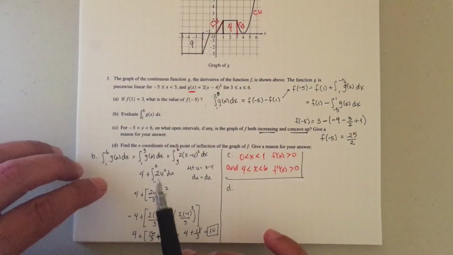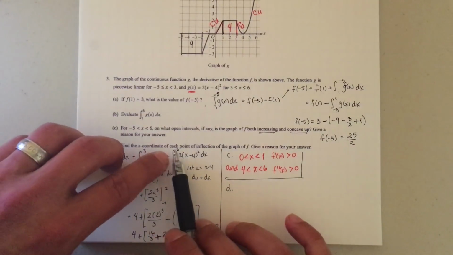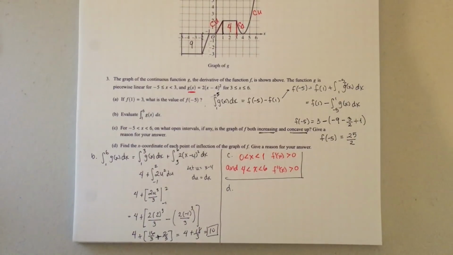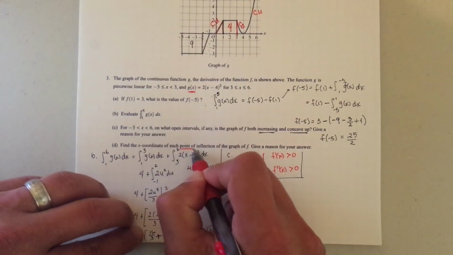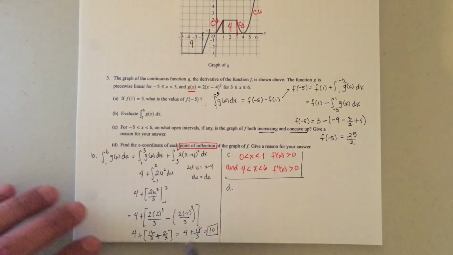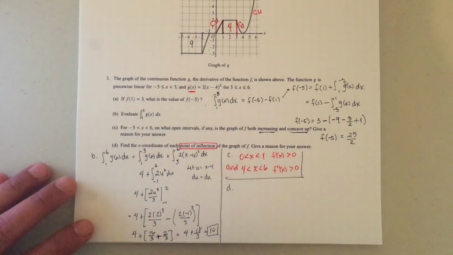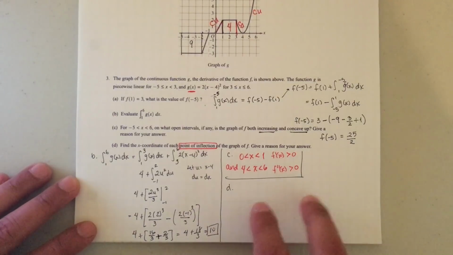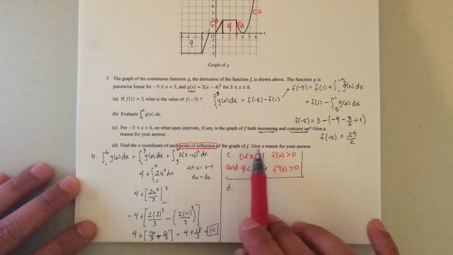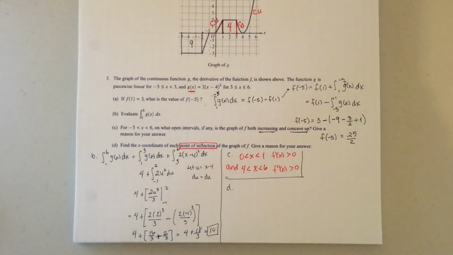Part D. Okay. Find the x-coordinate of each point of inflection. You notice that? Point of inflection. Now, haven't they asked that also in the previous years? Yes, they have, huh? Point of inflection, what are we talking about? We're talking about the second derivative. Okay, so find the x-coordinate for each point of inflection on the graph of f. Give a reason for your answer.